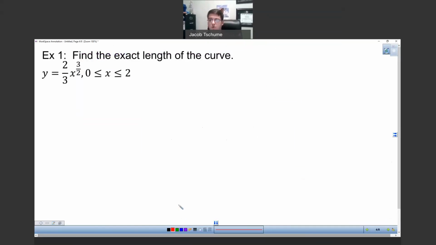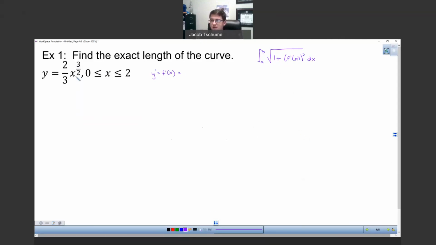All right, so example number 1. If y equals 2/3 x to the 3/2, what is the length of this curve on the interval 0 to 2? Now, since this is a y equals f of x function, we are going to end up doing the integral from a to b of the square root of 1 plus f prime of x all squared and integrate that with respect to x. Now, the only thing that we're not given here that you'll have to figure out is your y prime. Just remember that y prime and f prime are exactly the same thing.